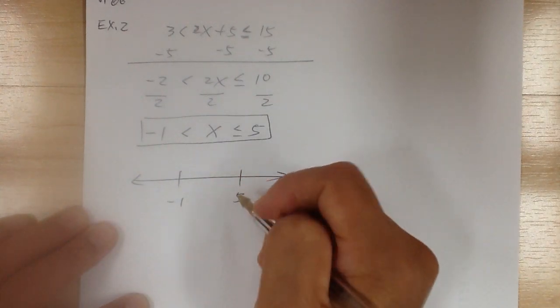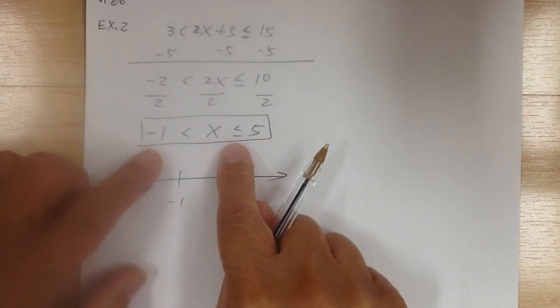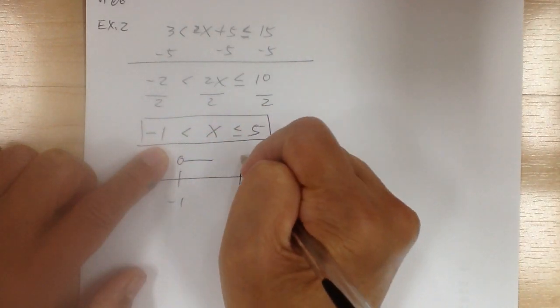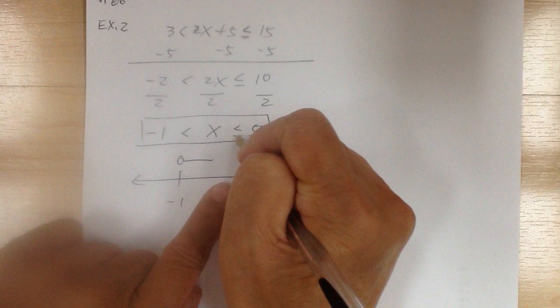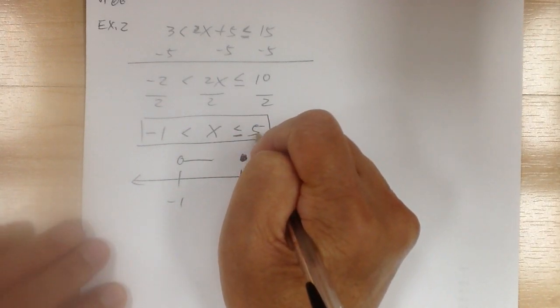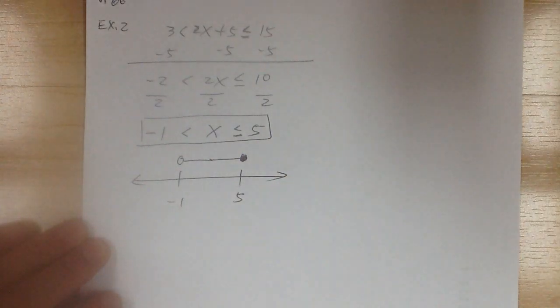Okay. So again, over here, that means x is greater than -1, but it's less than or equal to 5, and again that's going to be a closed circle, right? And it'd be less than or equal to 5. So that would be the graph.